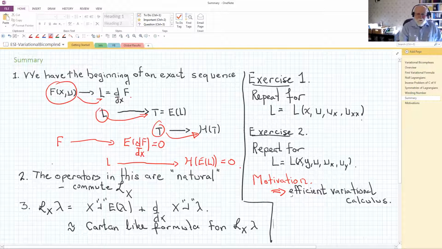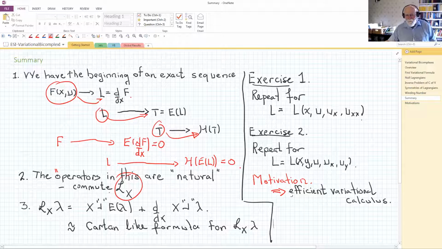The second thing that I want to point out is that all the operators in this complex, the divergence operator, the Euler-Lagrange operator, and the Helmholtz operator, are what are called natural differential operators. They have exactly the same status as the exterior derivative operator in differential geometry. They should have coordinate-free definitions. Put another way, they all commute with Lie derivatives of the prolongation of arbitrary vector fields.